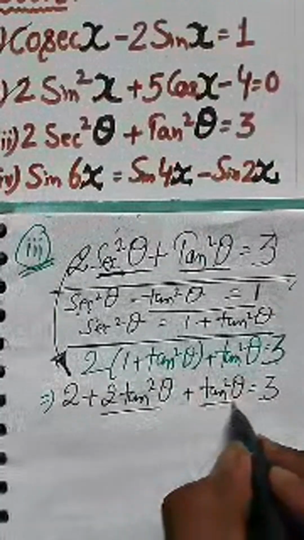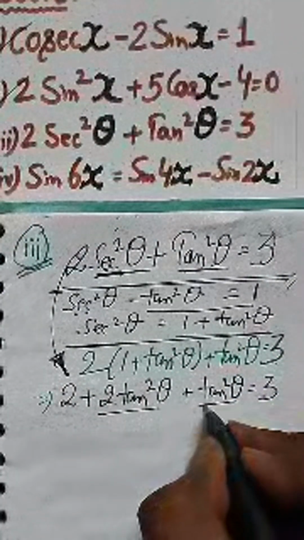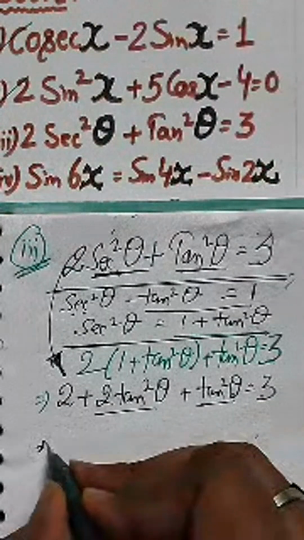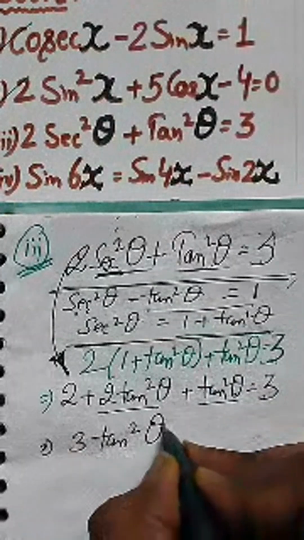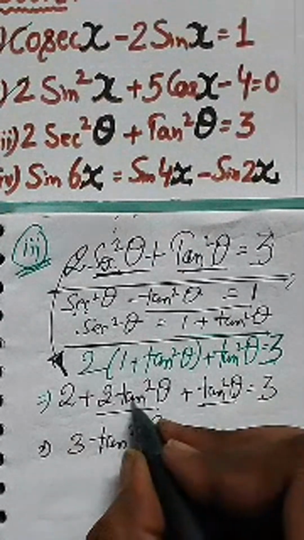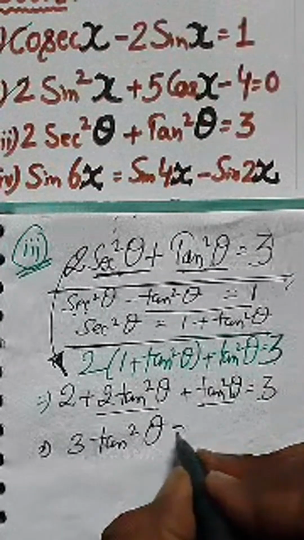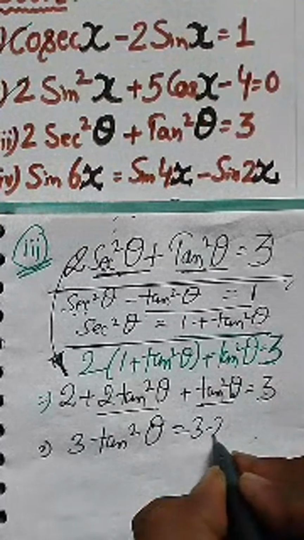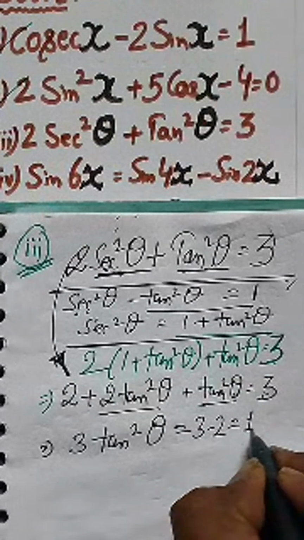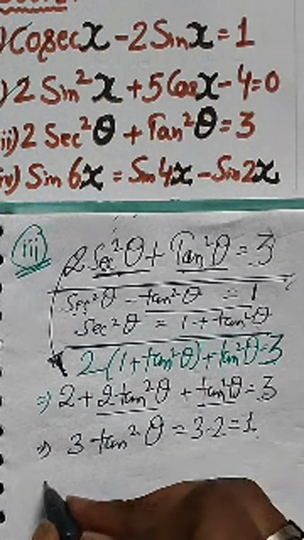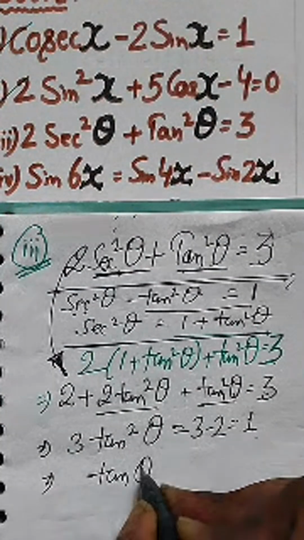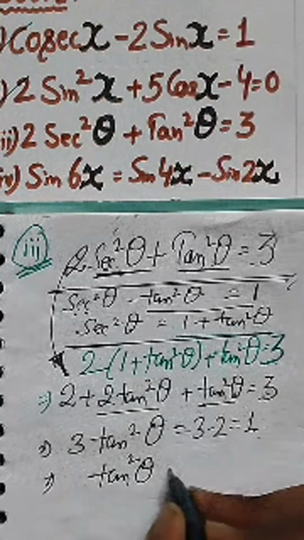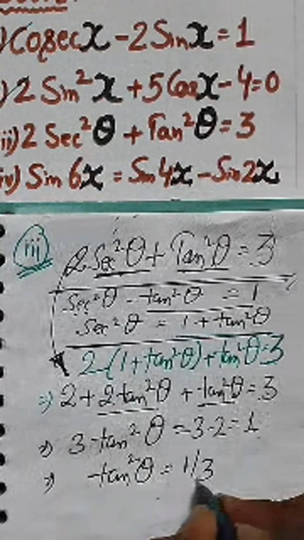So 2 tan square theta and 1 tan square theta will add up, and this will give you 3 tan square theta is equal to 3 minus 2, which is equal to 1. So this will give you the value of tan square theta as 1 by 3.